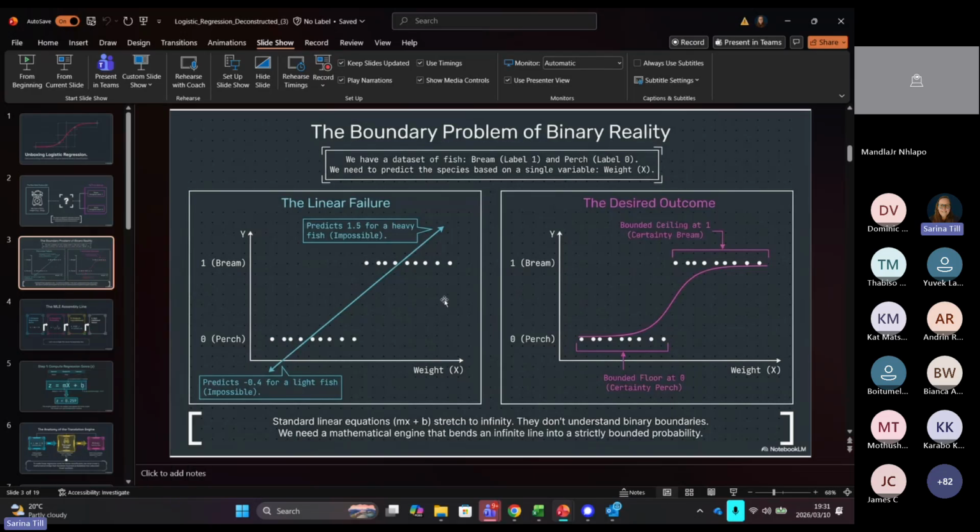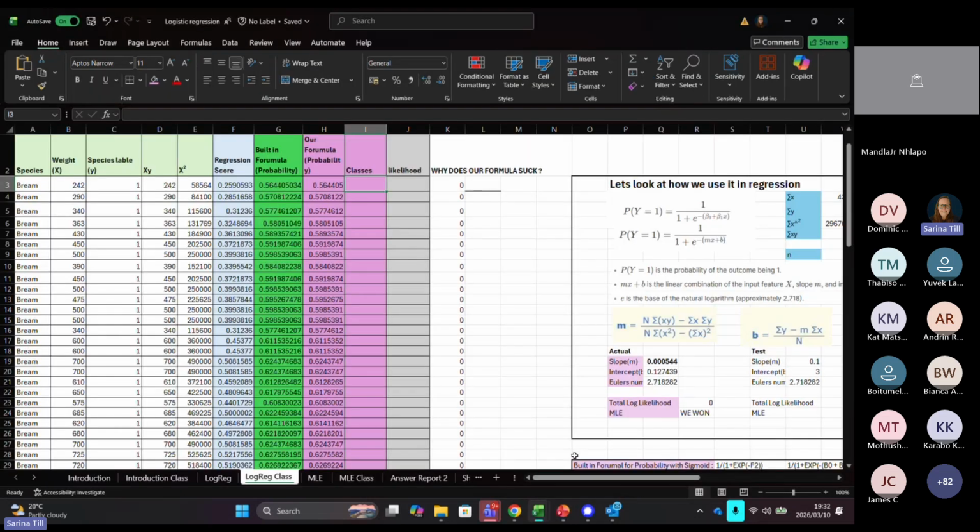Here is something important to note: standard linear equations, mx plus b, stretch to infinity. The outcome of mx plus b can be infinite, on both the negative and positive side. They don't understand binary boundaries, and if we want to do a binary classification, we can't have infinite values. So we need an engine that bounds those infinite values. That's why we shove it into sigmoid: it doesn't matter what number we put into sigmoid, it will fit it into that curve and we'll get a 0 or a 1, as we saw over here.